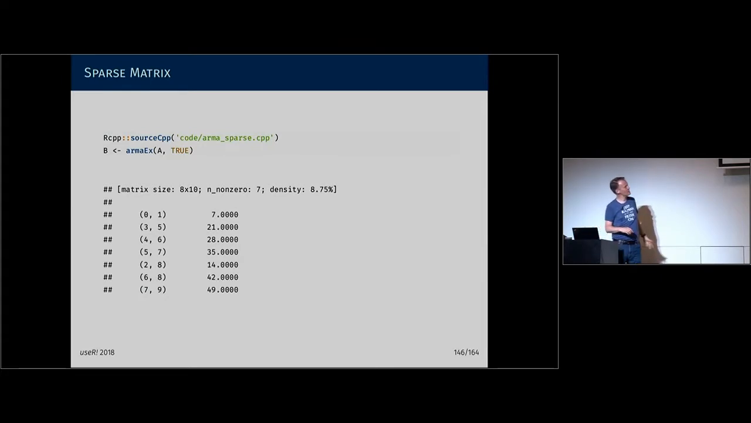And here then we get this print, in slightly different form. The Matrix package has shown us the full matrix, with the fills. This one prefers to show us the index tuples and then the payload, and has a bit more informative summary, dimensions 8 by 10 with 7 non-zero elements, which corresponds to 8 3/4 percent density.